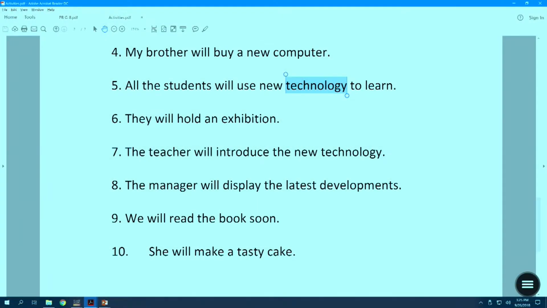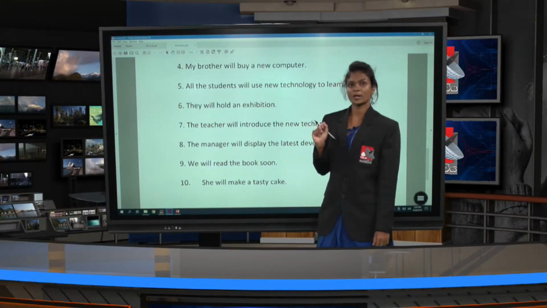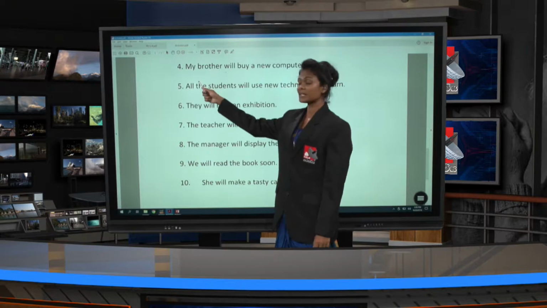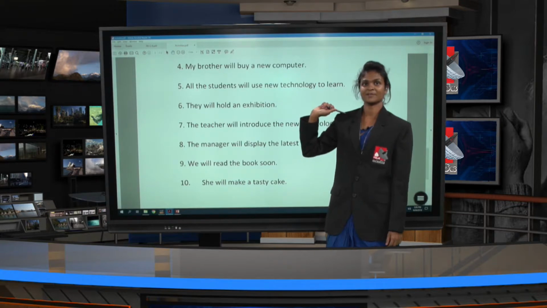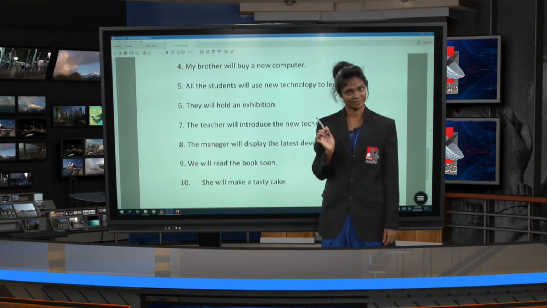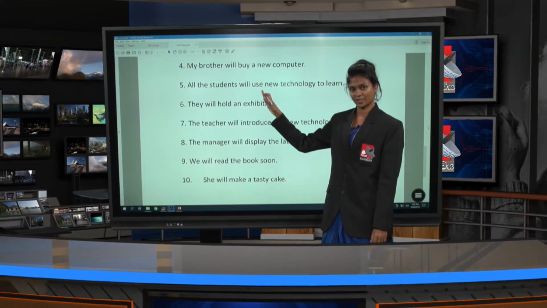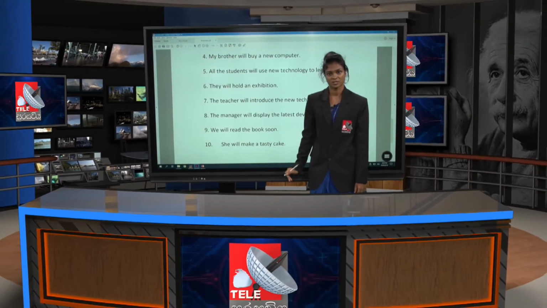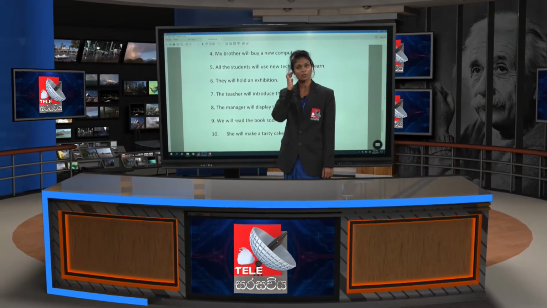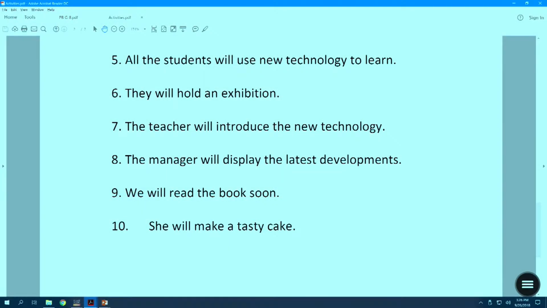My brother will buy a new computer. Here, what is the subject? It's my brother. Then the verb will buy. Then the rest is object, a new computer. How do you form this into passive? A new computer, A should be capital. A new computer will be bought, B-O-U-G-H-T, will be bought. Then next, all the students will use new technology to learn.